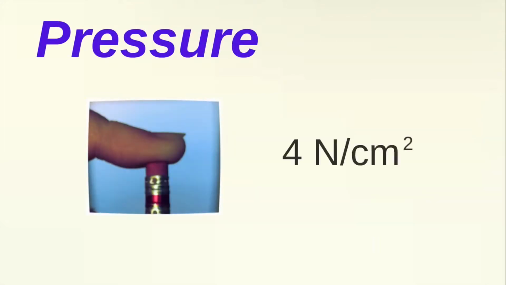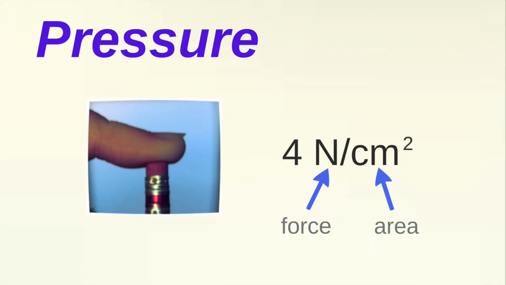Our last measurement example is pressure. Here you see me pushing down on a pencil eraser. I'm exerting 4 newtons per centimeter squared of pressure. So you'll notice that the centimeters squared is a unit of area, and the newtons is a unit of force, which we'll talk more about in future lessons.